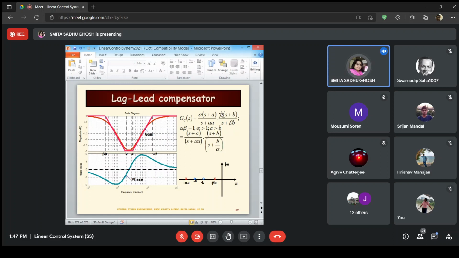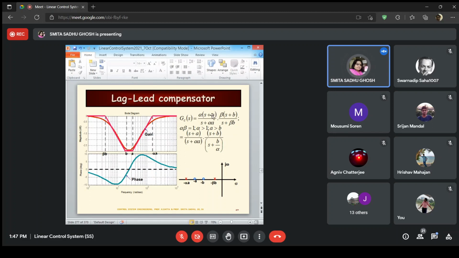So tan inverse of 0 plus tan inverse of 0 minus tan inverse of 0 minus tan inverse of 0. So at a very low frequency, the phase value will be equal to 0. So it will tend to 0 at a very low frequency. Similarly, at a very high frequency, what will happen?